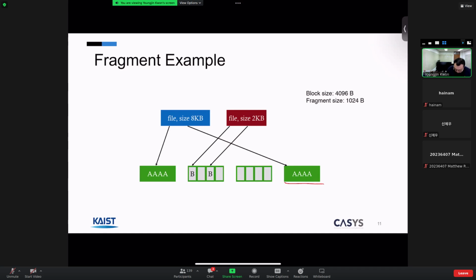Because of that, small files still use one block, and maybe other files can allocate the remaining small fragments, so it effectively reduces the internal fragmentation when using large blocks. Okay, so that was the idea.